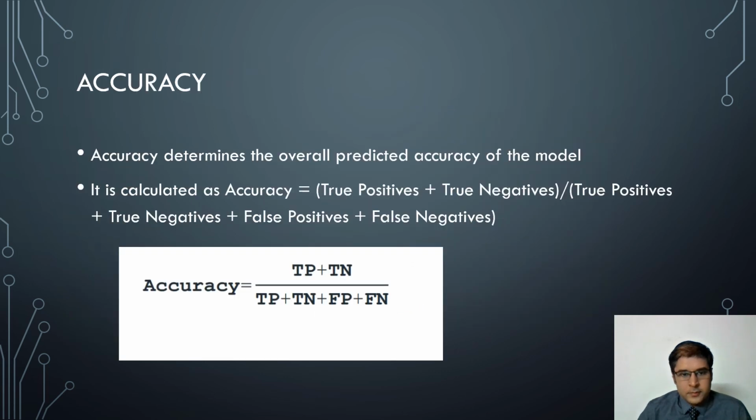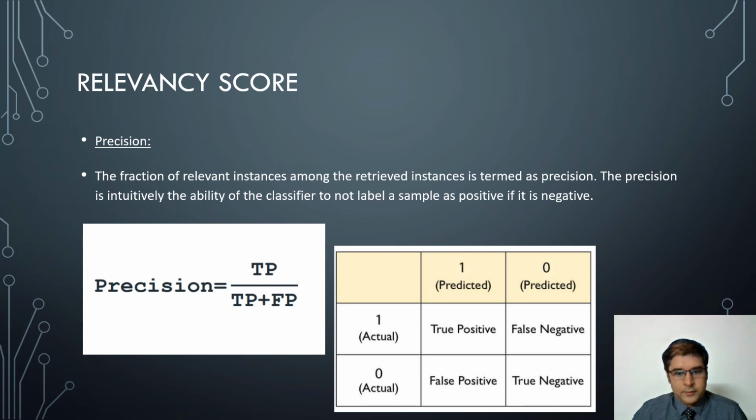Now we move on to the model evaluation parameter of accuracy. Accuracy determines the overall predicted accuracy of the model, and it is calculated as accuracy equals true positives plus true negatives divided by true positives plus true negatives plus false positives plus false negatives. So basically, the number of correct predictions divided by the total number of predictions. That is accuracy.